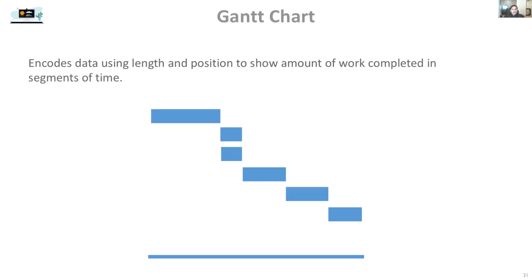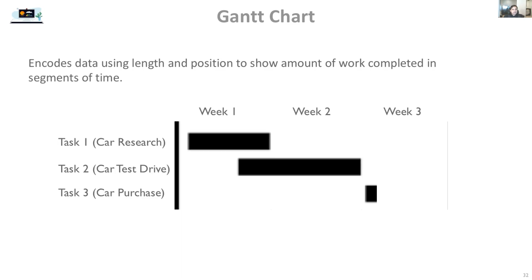A Gantt chart, which is commonly used in project management, is one of the most popular and useful ways of showing tasks or events against time. Gantt charts use length and position to show when one task ends and another begins. This simple Gantt chart shows a car buying project.